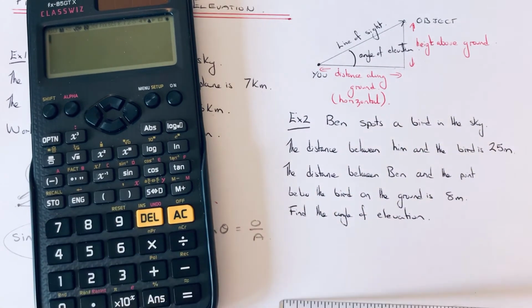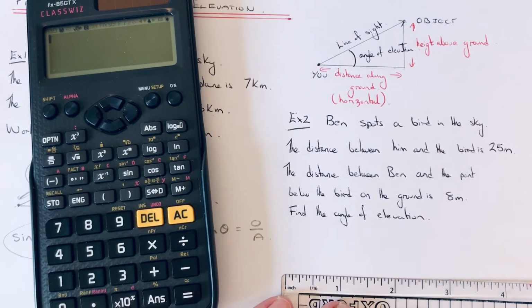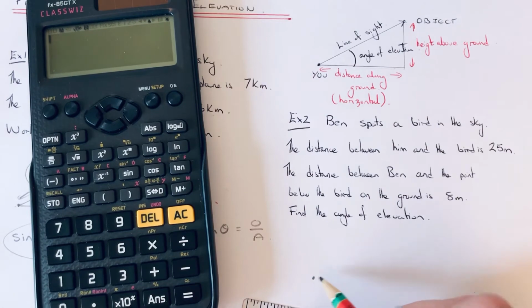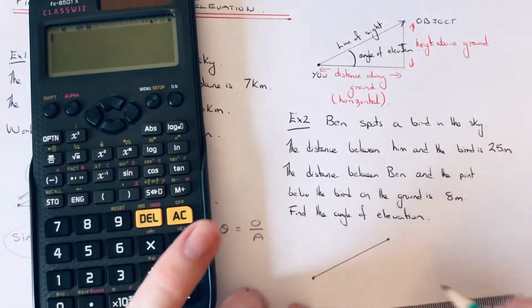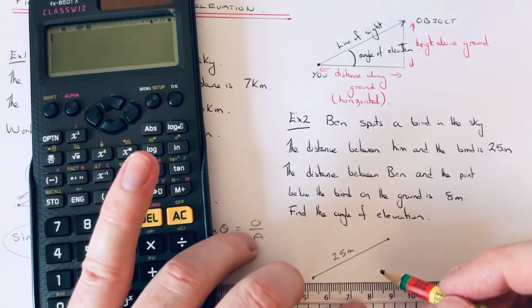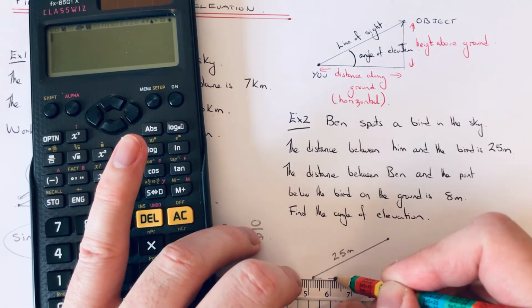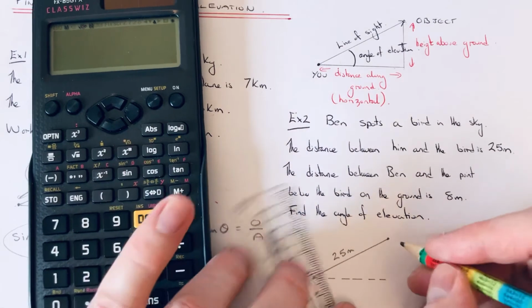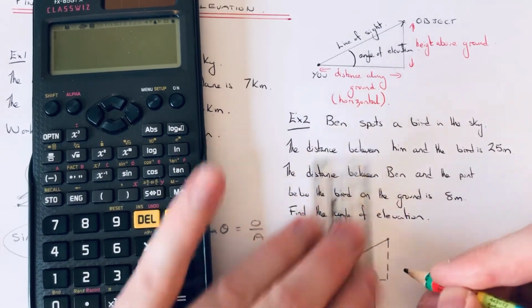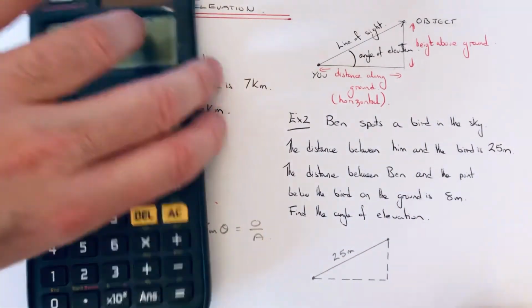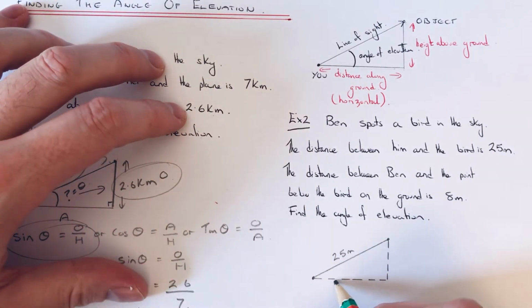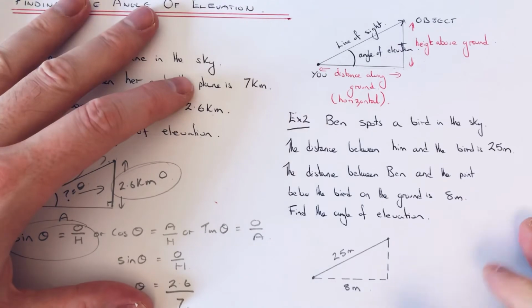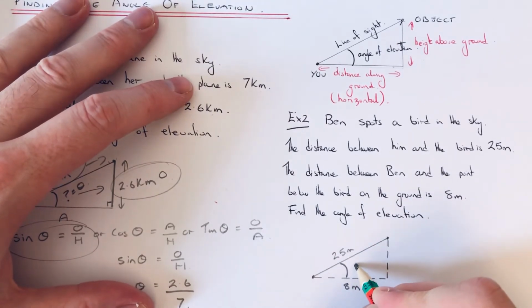So again, let's draw out a good diagram before we start. Okay, so we've got Ben on the ground and we've got a bird in the sky. So that's 25 metres, and let's turn that into a right angled triangle. We've also got the distance between Ben and the point below the bird on the ground. So that's that distance there. We've got the horizontal distance. And we're after the angle of elevation, which is this angle here.